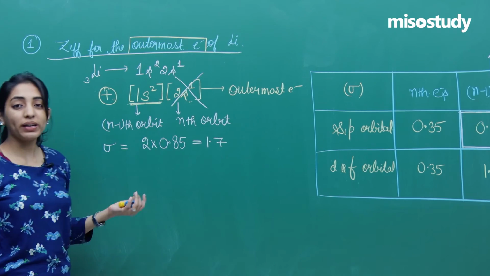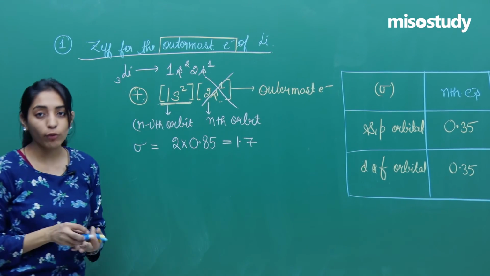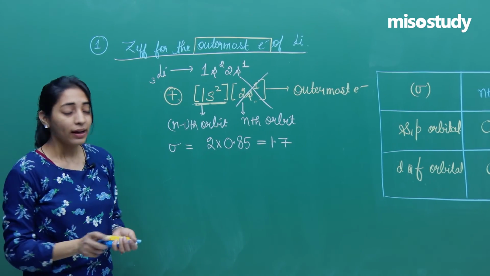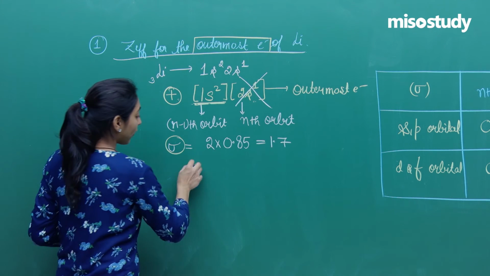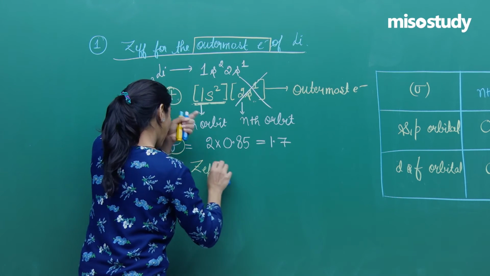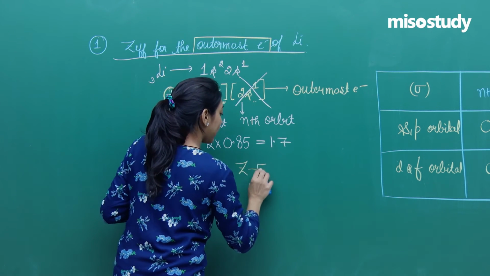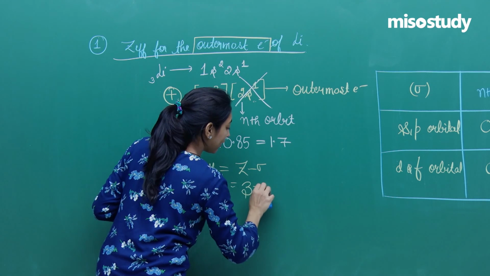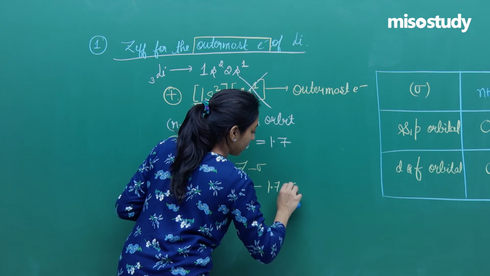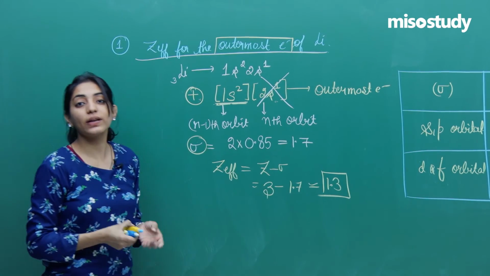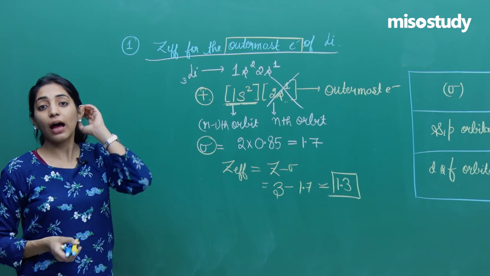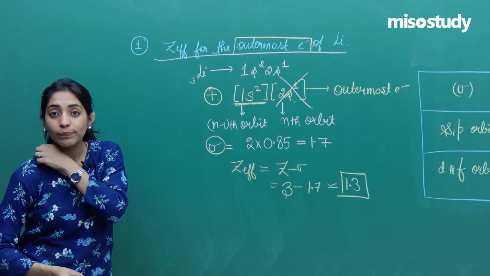Now I have seen so many students, they'll say, ma'am, Z effective is 1.7. Wait, this is just screening constant, which is sigma. The Z effective was basically defined as Z minus sigma, which is 3 minus 1.7. So 1.3 is the effective nuclear charge experienced by the outermost electron of lithium.